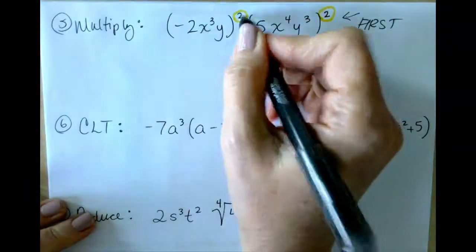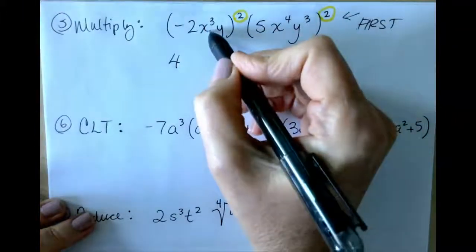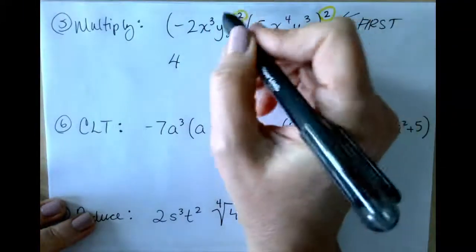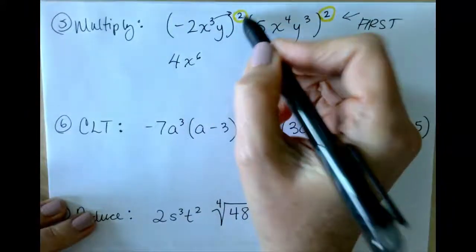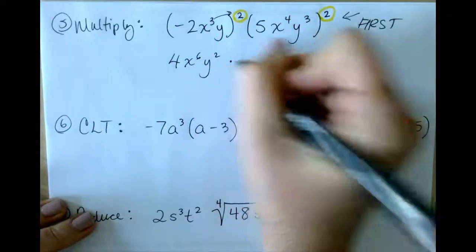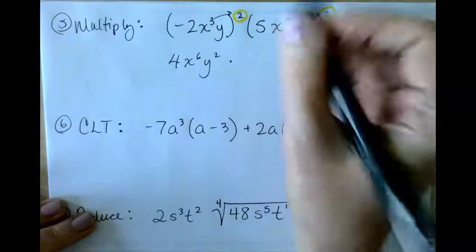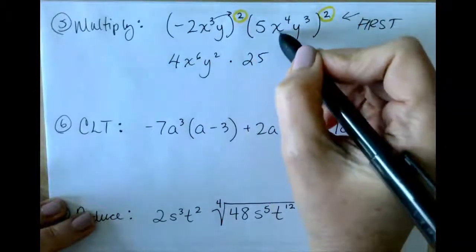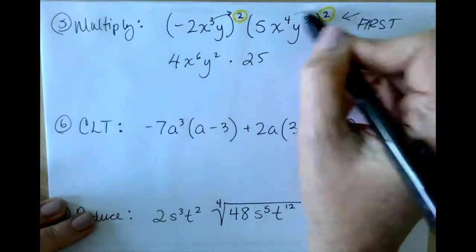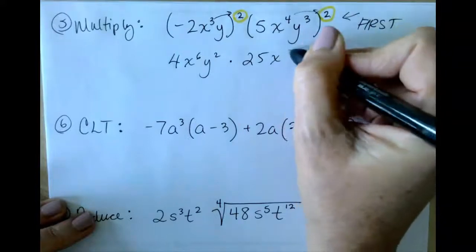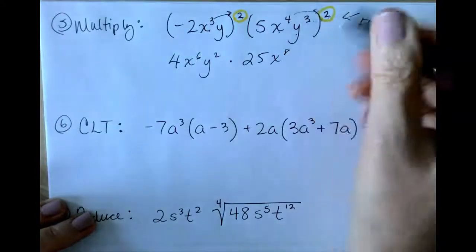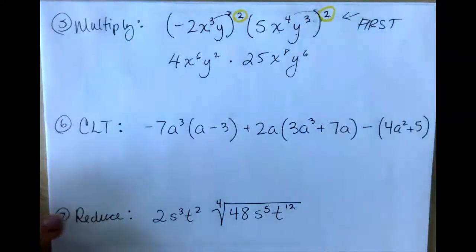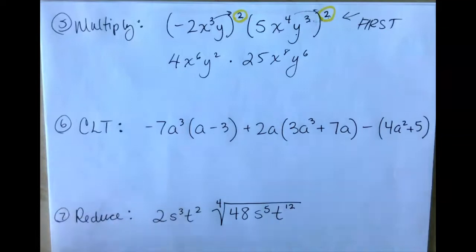Negative 2 squared is 4. X to the third squared. Power to power, multiply the exponents. Y squared is y squared. Next, 5 squared is 25. X to the fourth squared. Power to power, multiply. That's x to the eighth. Y to the third squared. Power to power, multiply. Now, we've gotten rid of the exponents that were outside of the parentheses.